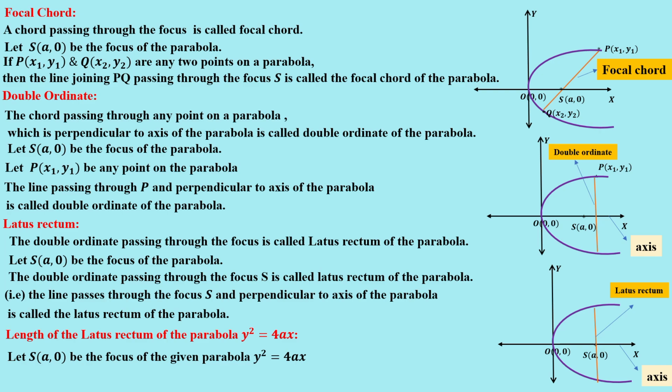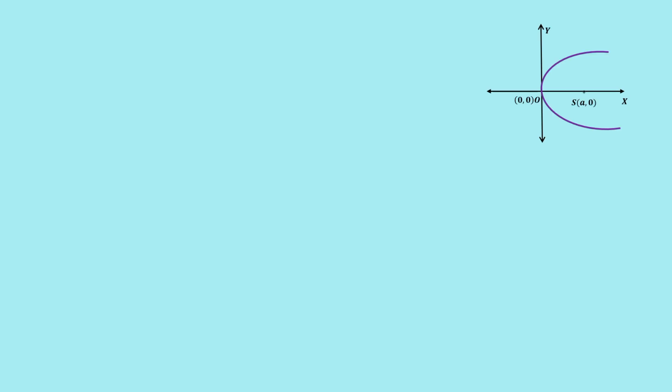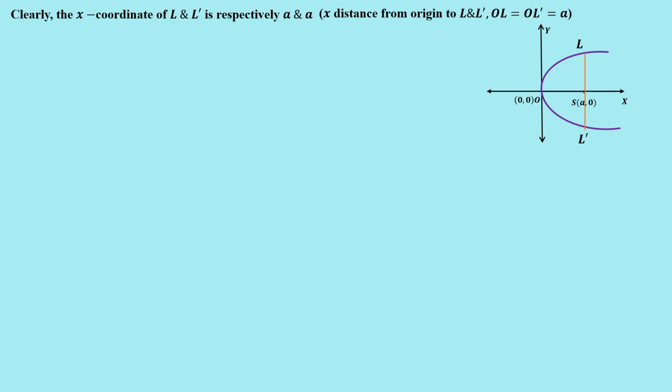Length of the latus rectum of the parabola y square is equal to 4ax. Let (a, 0) be the focus of the given parabola y square is equal to 4ax. Let LL' be the latus rectum of the given parabola. Clearly the x coordinate of L and L' is a. So O is the origin, and OS is the x distance of L and L'. Both are the same, OL equal to OL' equal to a.